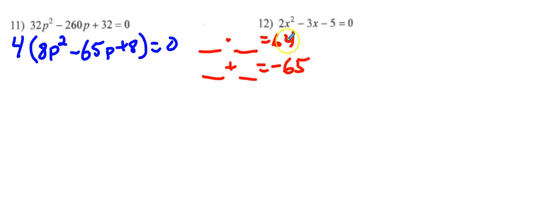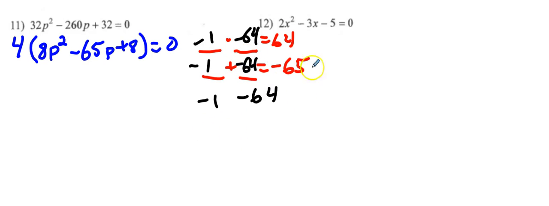A negative times a negative is a positive. A negative plus a negative can be negative. All right, let's move on. So, what are these numbers? Well, the factors of 64 are 1 and 64. And if those are both negative, they give us what we need. Negative 1 times negative 64 gives us 64, and negative 1 plus negative 64 is negative 65. Those are the numbers we're going to use. So I'm going to write those up here.